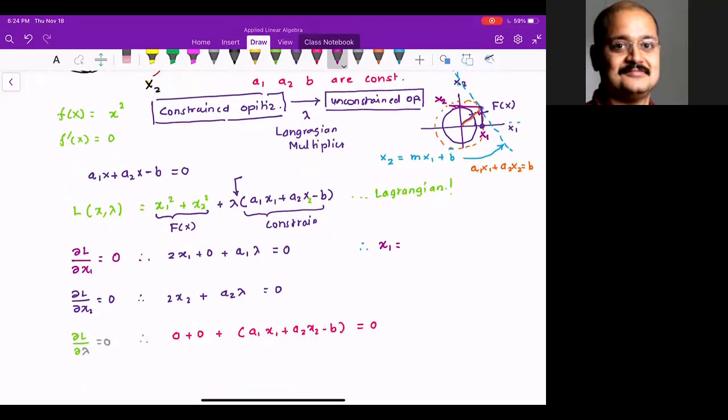if you think about the first expression, partial L by partial x1, you are getting 2x1 as the condition, and you are getting a1 lambda, that is because of the constraint. If you look at partial L by partial x2, you're getting 2x2, that is because of your function, and you are getting the relationship in constraint a2 lambda is equal to 0. And at the end, what you are doing is you are looking at the constraint. So that's all they do.